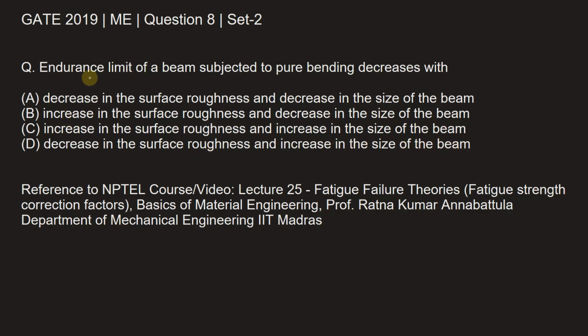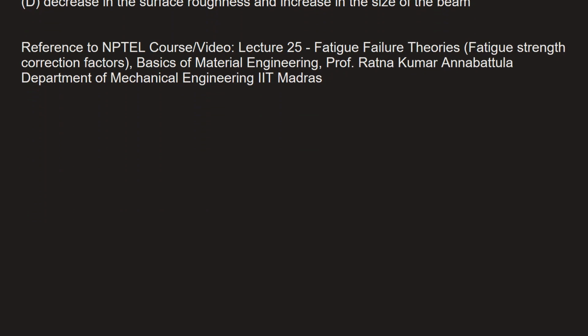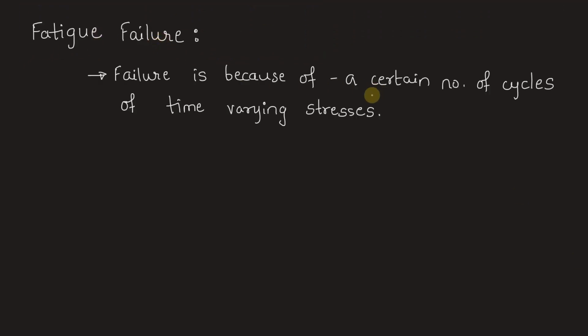So we have to say how the endurance limit of a beam changes, whether it decreases with surface roughness and size, or whether it increases, or vice versa. We will start by understanding fatigue failure. Any material can fail in multiple ways, for multiple reasons. One of those reasons can be fatigue. Fatigue failure happens due to a certain number of cycles of time varying stresses. So the loads applied on a material are time varying and cyclic or reversal in nature. That can cause fatigue failure.